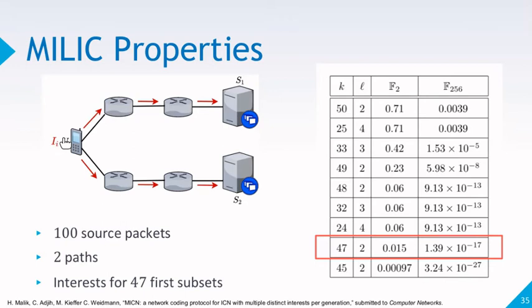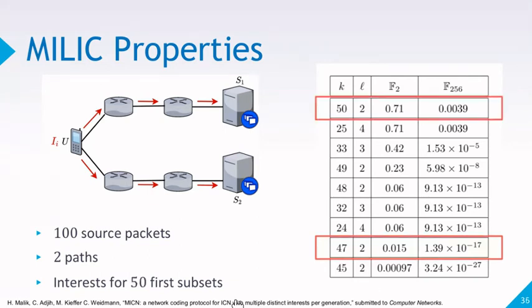where a user has two paths and wants to receive a content that has 100 source segments. If it sends interest for 47 initial subsets over 2 phases and receives replies randomly chosen from these subsets, the probability of receiving linearly dependent content is significantly low.